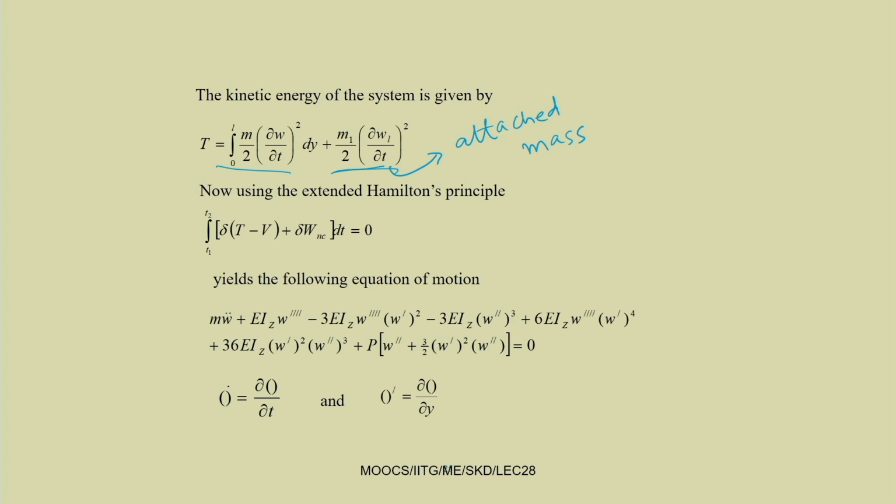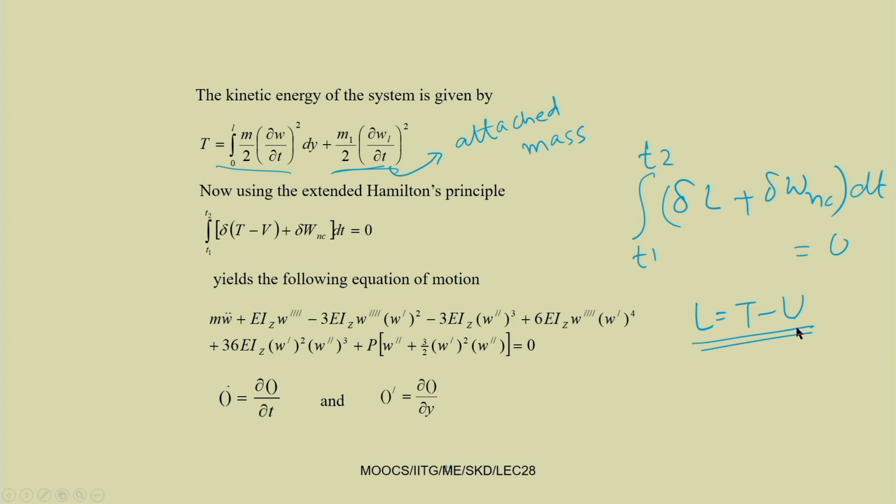In the extended Hamilton principle, it is the integral from T1 to T2 of del L plus del W_NC dt equal to 0. In this case, L is nothing but T minus U. It will yield the following equation, similar to the equation we have seen in the previous case.